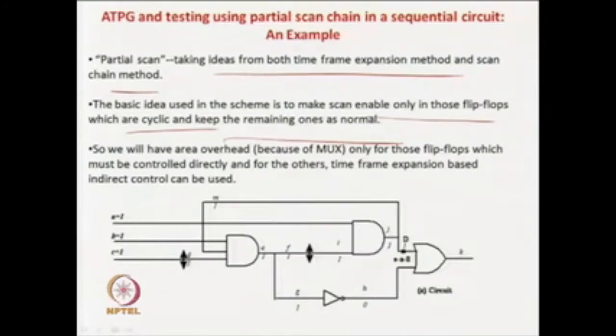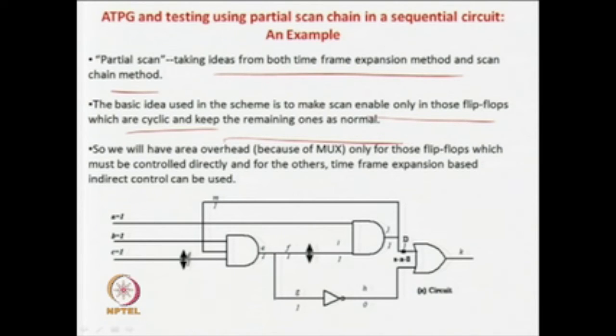Because you require to directly control this flip flop. But for other cases, where you can do control by the time frame expansion method, you better use that. Your offline complexity is high, because you cannot control the flip flops using bits; you have to do it by patterns in the time frame expansion method. But still the number of these patterns is less compared to n, which is the D sequence, much less than that. So, that is the basic idea. We will illustrate by example.